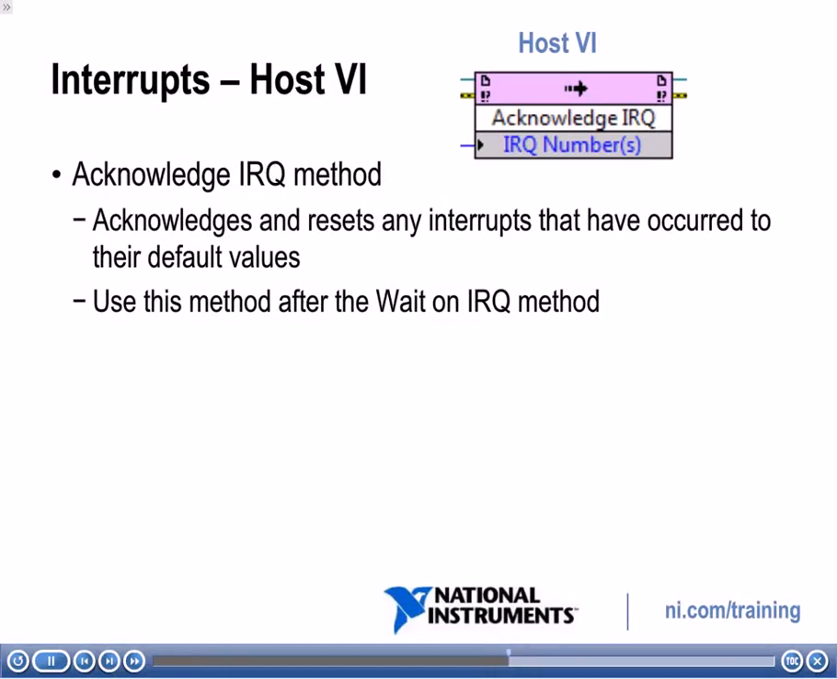On this slide, we see the acknowledge IRQ method. This is a method that you would use on the host VI after you use the wait on IRQ method. First you would have the wait on IRQ method waiting on, let's say, IRQ 0. Once IRQ 0 has been asserted, the wait on IRQ method will know that that's happened, and it's going to keep going. Then you would call the acknowledge IRQ method, and here you would acknowledge that IRQ 0 has been received on the host. That way you can use this acknowledge to let the FPGA VI know that the host has received it.